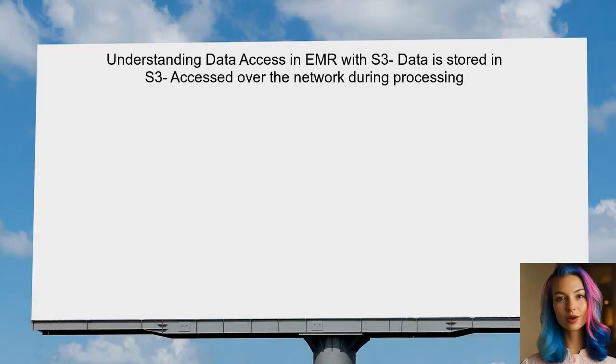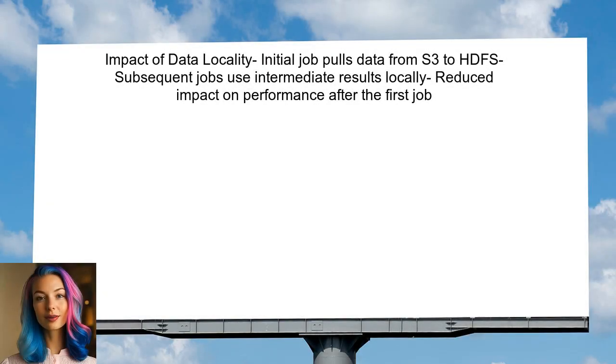To address the user's concern about data locality with S3 and EMR, the first step is to understand how data is accessed during processing. When using Amazon EMR with S3, the data is stored in S3 and accessed over the network. The user should consider that while the initial job will require pulling data from S3 to HDFS, subsequent jobs can leverage the intermediate results stored locally. This means that the impact of data locality decreases after the first job.